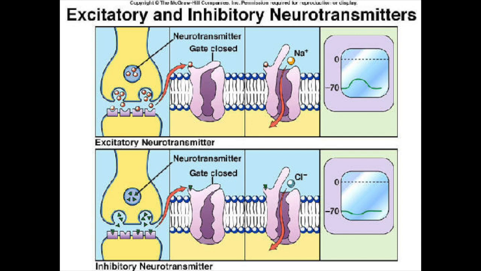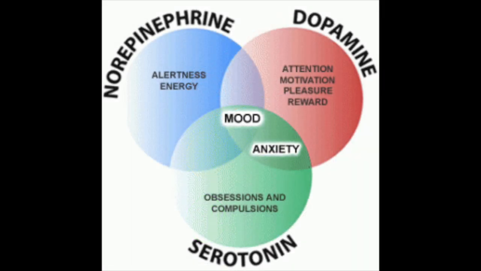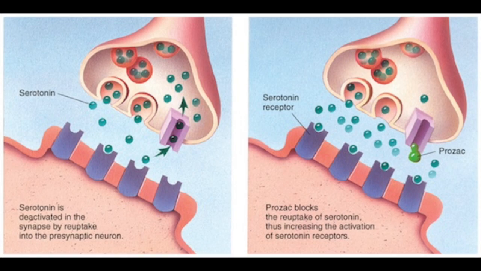Some neurotransmitters tell the neighboring neuron to fire so that the postsynaptic neuron will become more excitable. Whereas other neurotransmitters are inhibitory and tell the postsynaptic cell to stop firing. A common excitatory neurotransmitter is glutamate, whereas a common inhibitory neurotransmitter is GABA. Studies indicate that abnormal activity of certain neurotransmitters can lead to specific mental disorders. For example, depression has been linked to low levels of serotonin and norepinephrine.